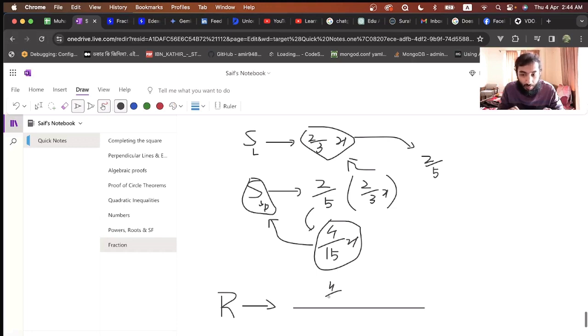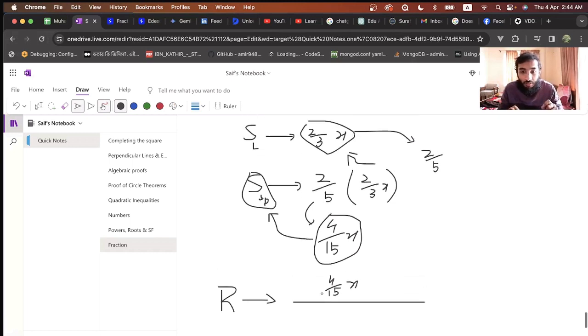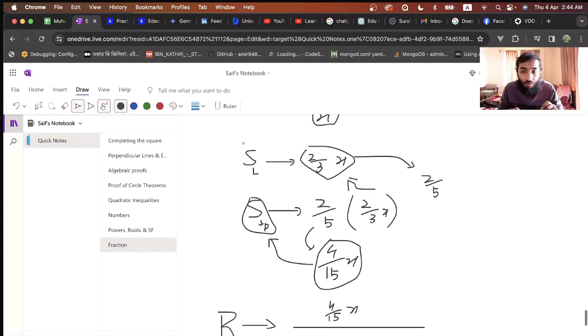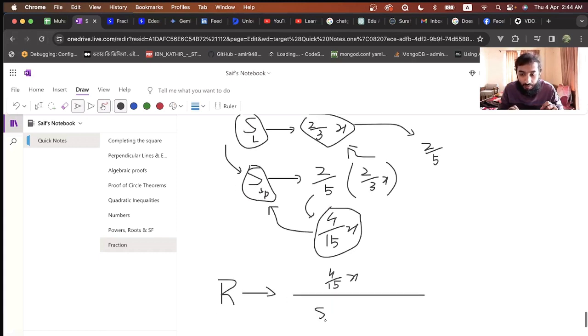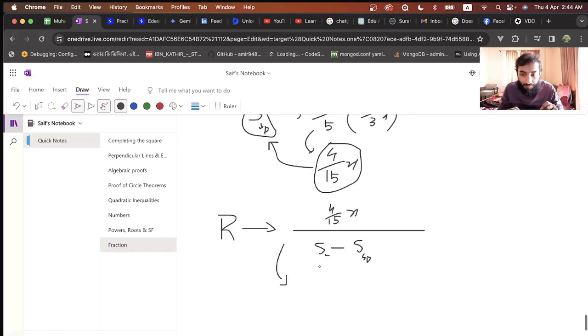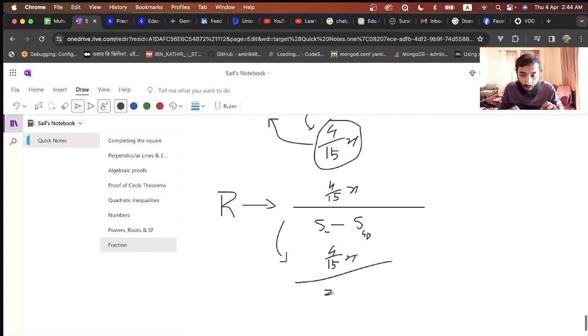So students who study Spanish can be denoted as 4/15 of x, and the students who do not study Spanish are what? The students who study any language minus the students who study Spanish. So it should be SL minus SP. The numerator is the same, which is the students who study Spanish, and the denominator is students who study language, which is 2/3 of x.